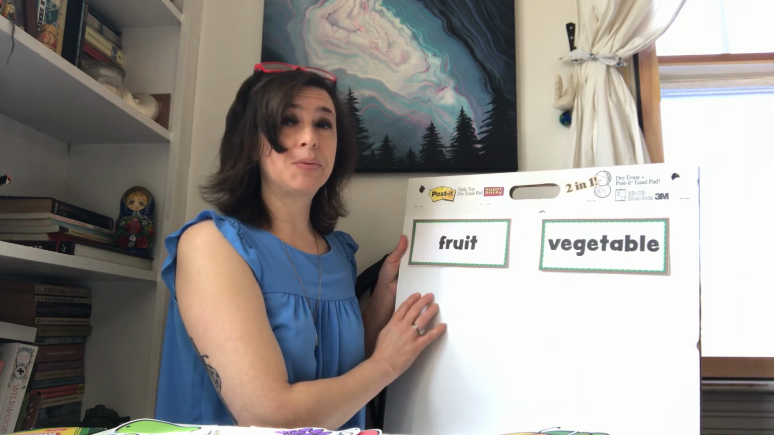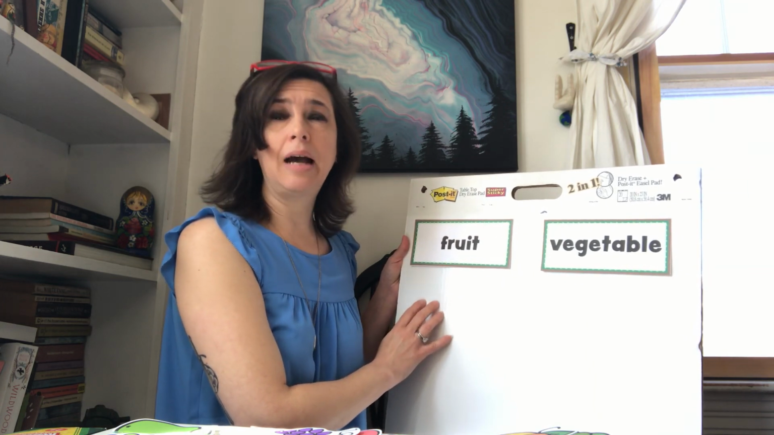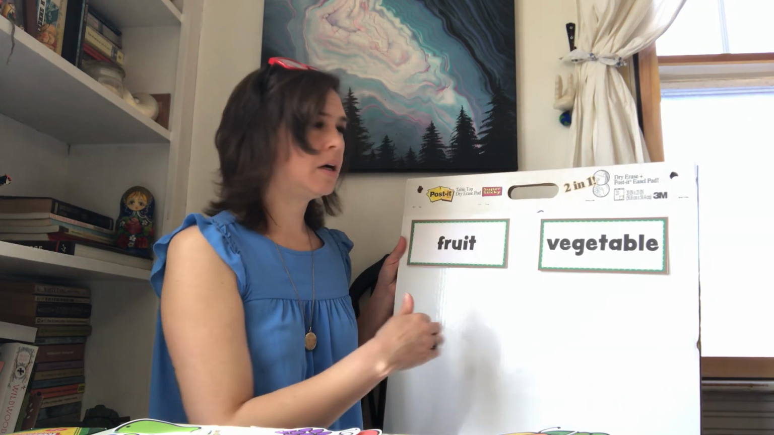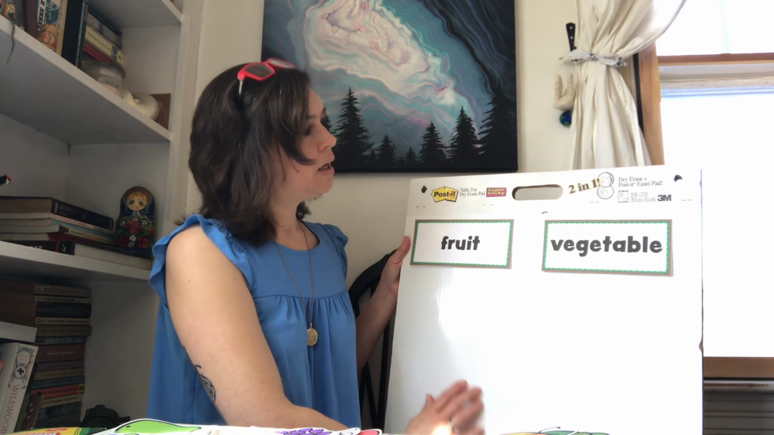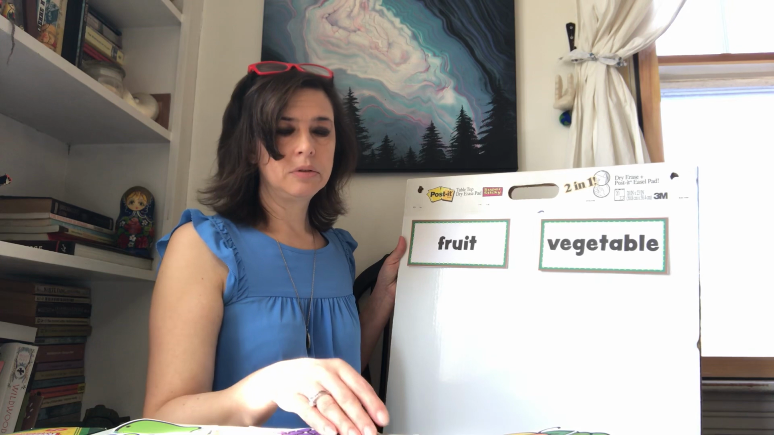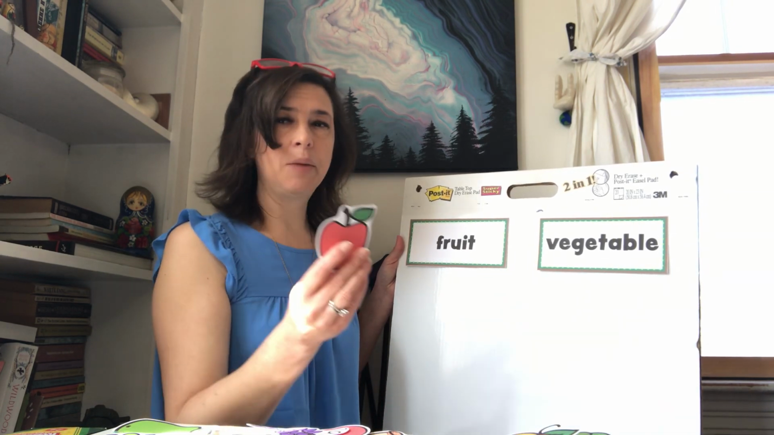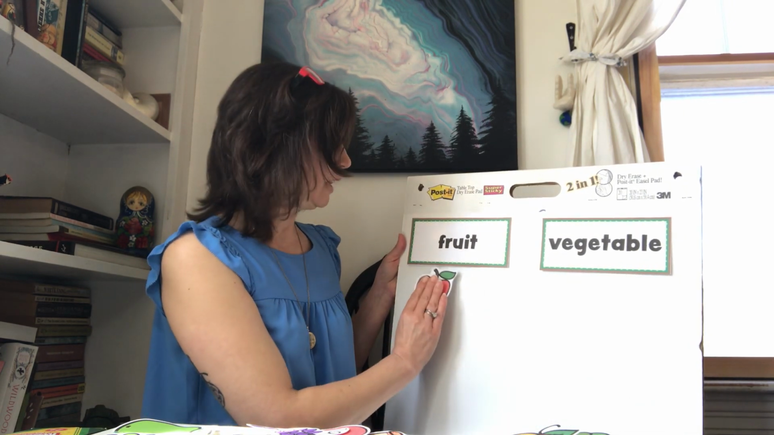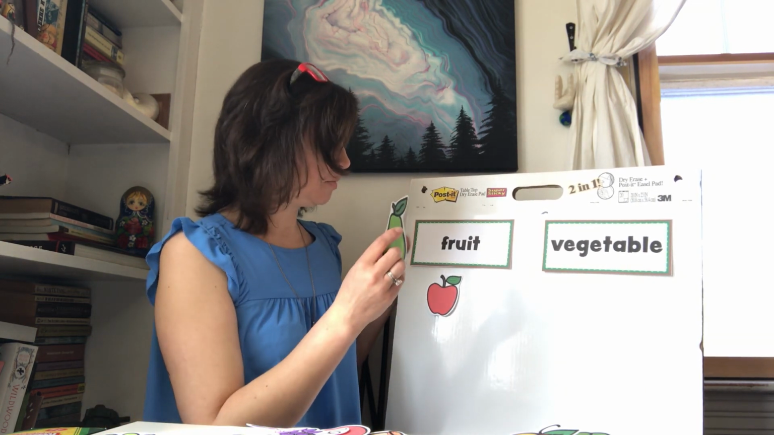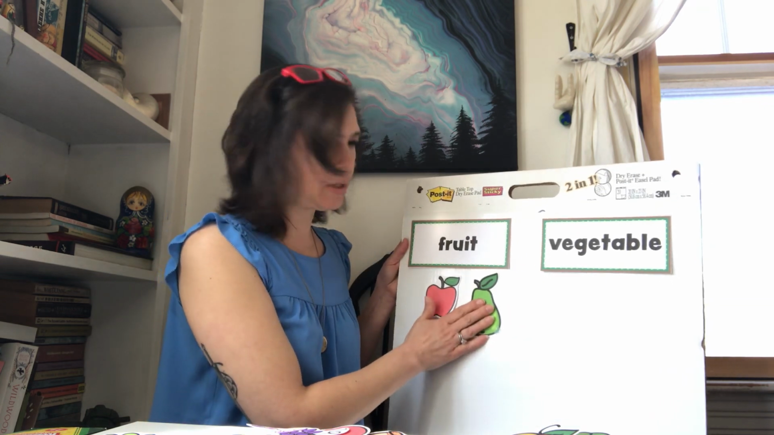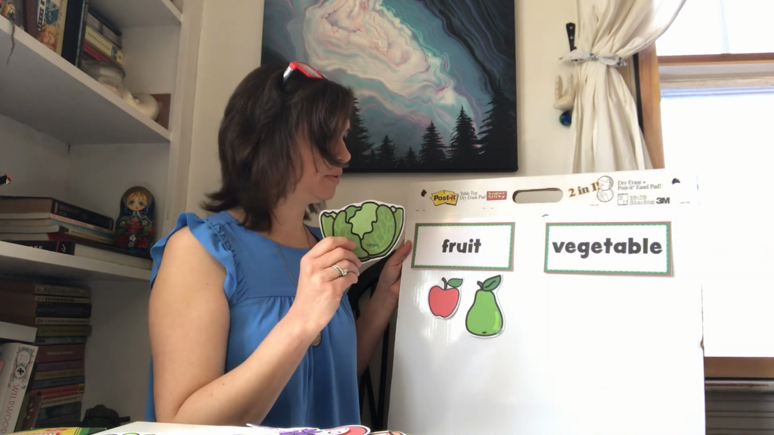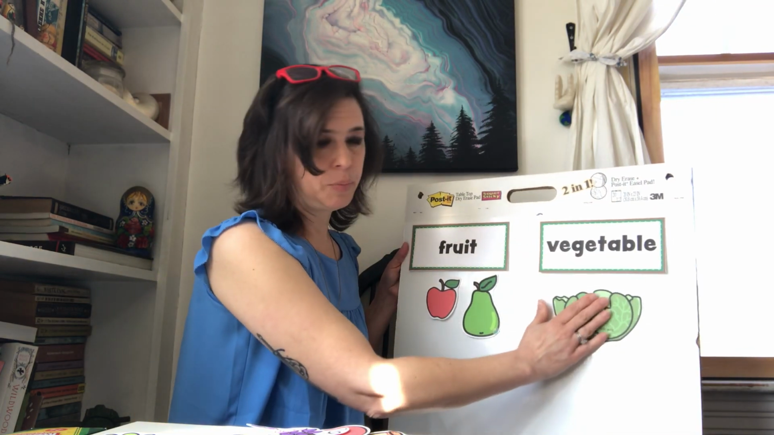I really love this one because it's content-based. It has a scientific component to it, which gives it a little bit deeper learning than simply the vocabulary. So you have the two headers, you just write them as I said. You're going to hold up a food, an apple. Is an apple a fruit or a vegetable? It's a fruit, right? Is a pear a fruit or a vegetable? Fruit. We put that up there. Is cabbage a fruit or a vegetable? Vegetable. Put it up there.